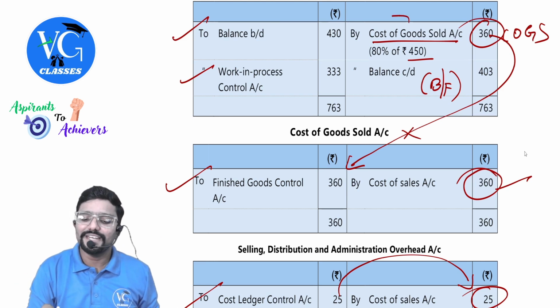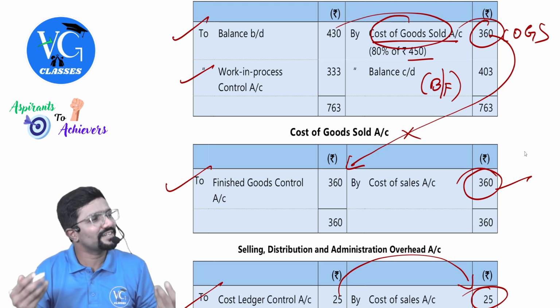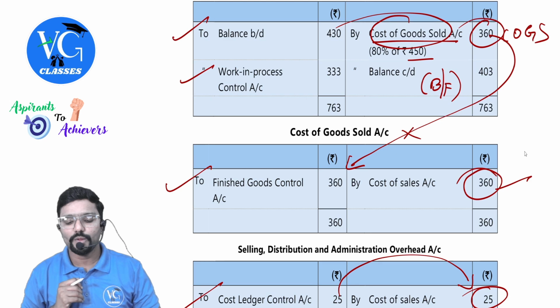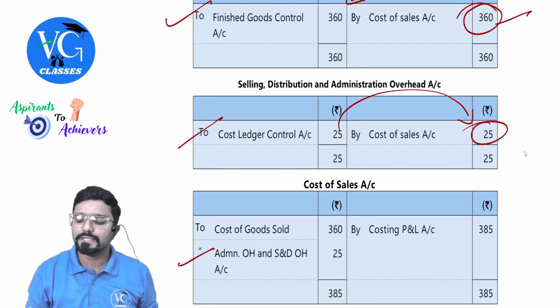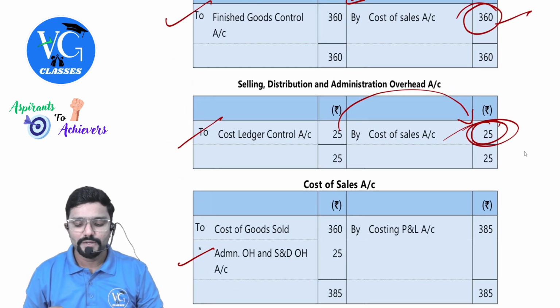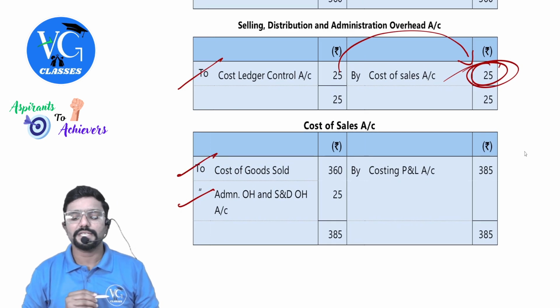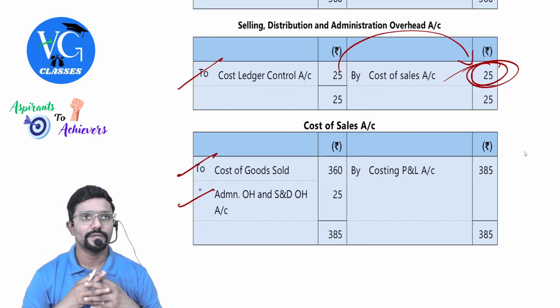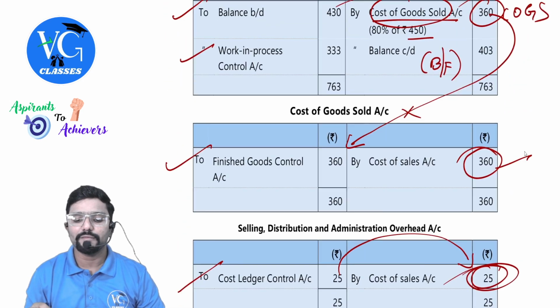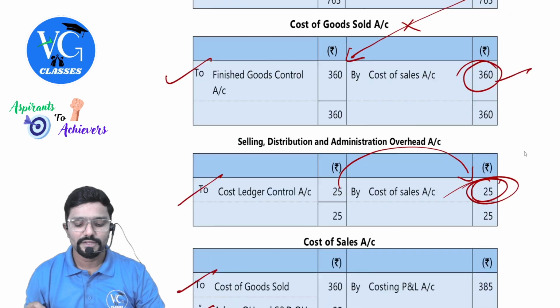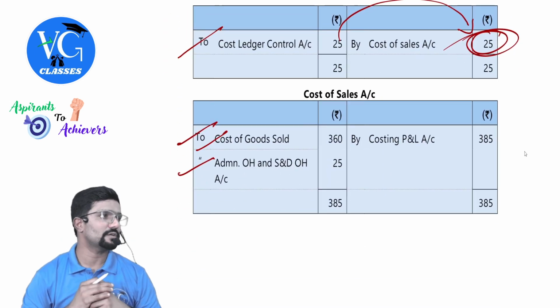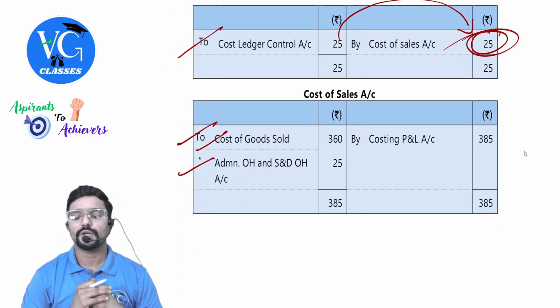Instead of that, here itself, can I transfer to cost of sales account, sir? Yes. Then coming to selling and distribution, we already observed 25, guys. So now we are receiving 360 from cost of goods sold. If you have transferred straight away from finished goods control account itself, then you have to write here FG control account. Finished goods control account.